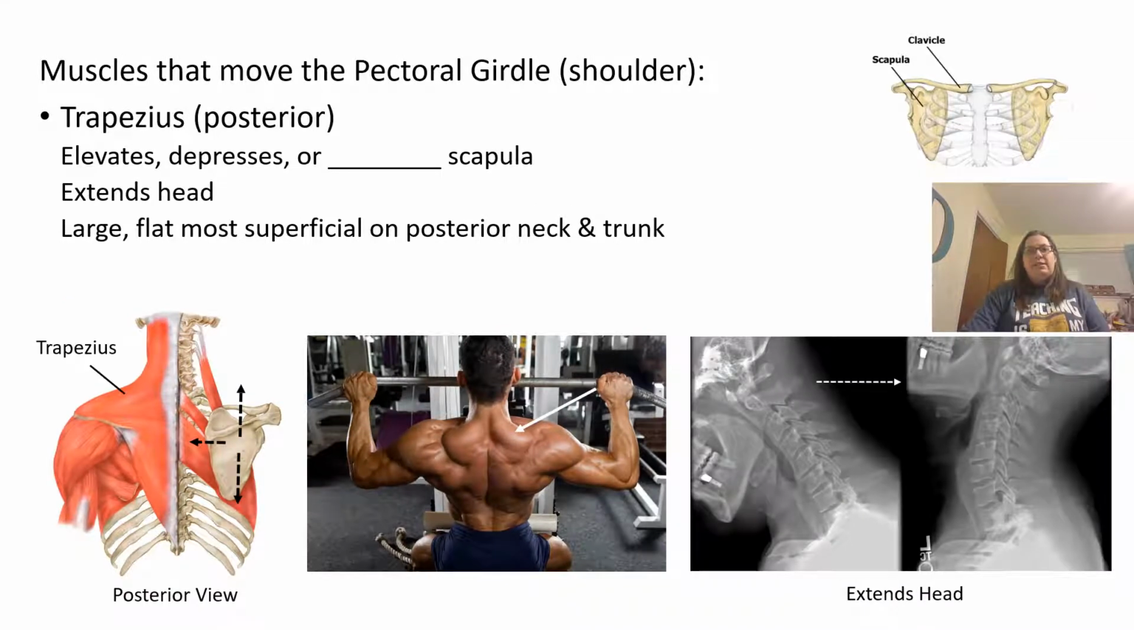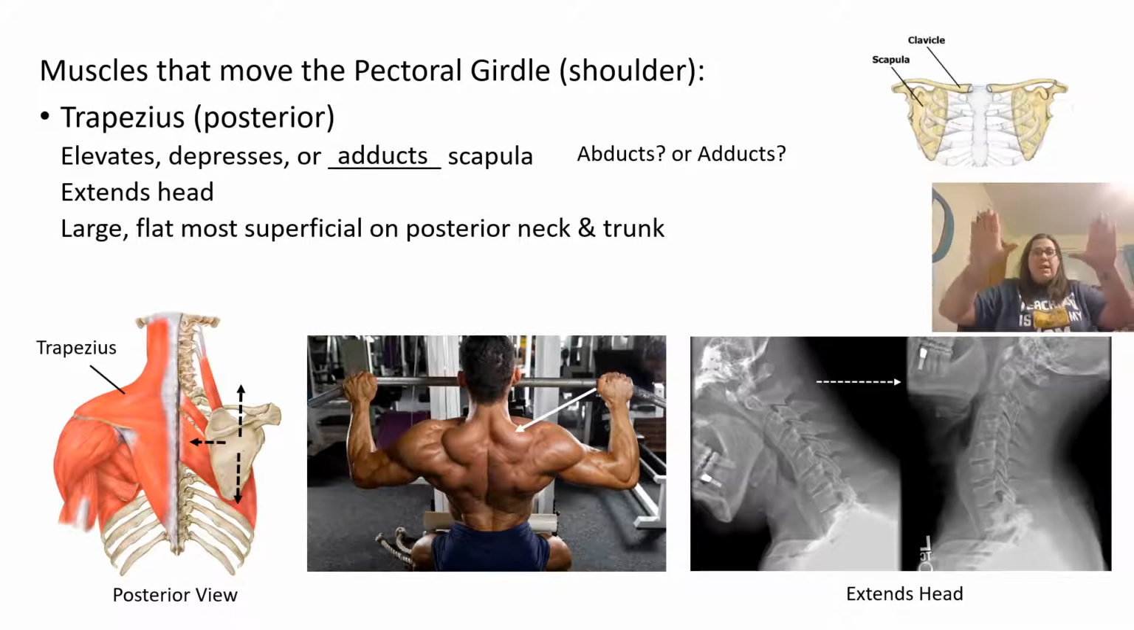We see the trapezius is going to be the posterior backside, and it's going to elevate and depress, and it's going to adduct your scapula. So it's the opposite. Okay, it's going to pull the scapulas in towards the vertebrae. All right, and this also allows you to extend your head. It's a large, flat, most superficial muscle that's on the back of your neck and trunk.